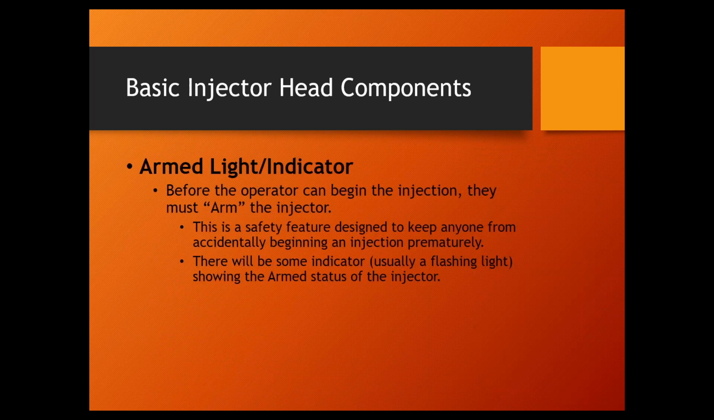The armed light, you guys saw that. If I hit arm, lock, arm, yes, right here, when you arm it, there's going to be some visual indicator, some lights flashing or turned on permanently. That's an indicator to the operator: all right, we're ready to shoot now. When you hit the start switch, we're actually going to inject. It's another safety feature letting everybody know we're primed and ready to go. So that's the armed indicator light.